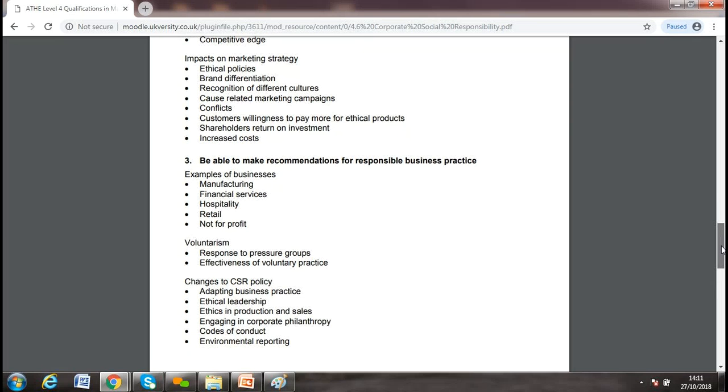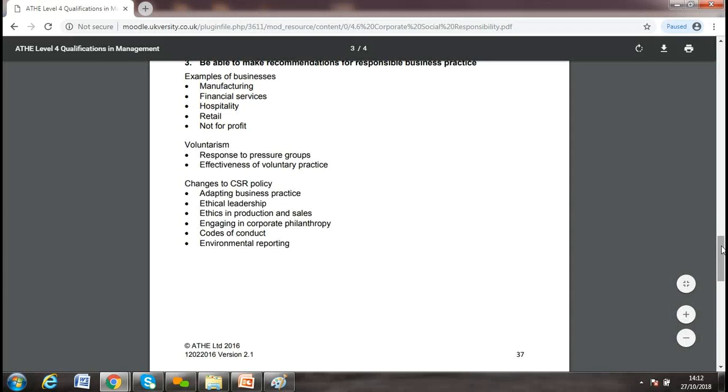Change in the CSR policy. We need a CSR policy, a corporate social responsibility policy, and we need to review it regularly. It is under corporate governance, under IAS 1, International Accounting Standard 1. Our corporate social responsibility policy needs to be up to date and regularly reviewed.